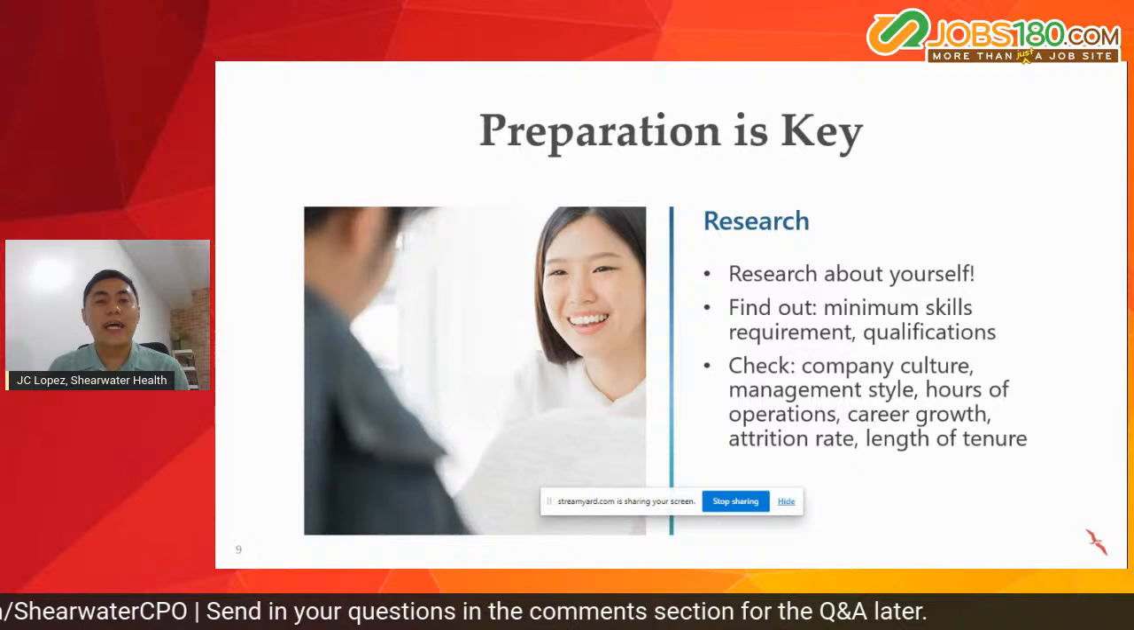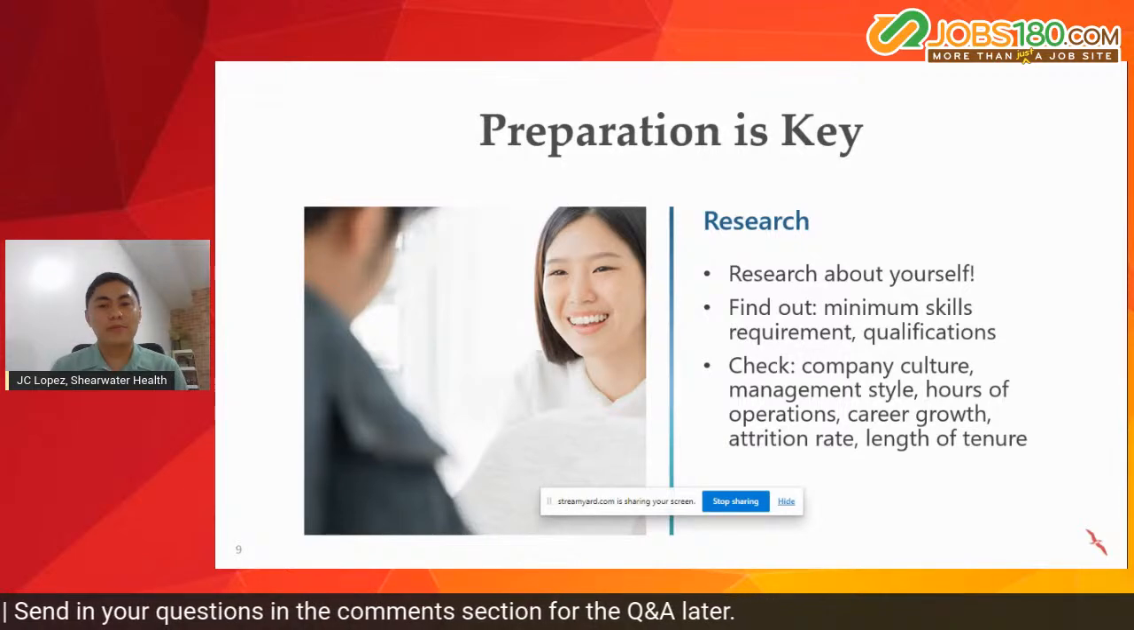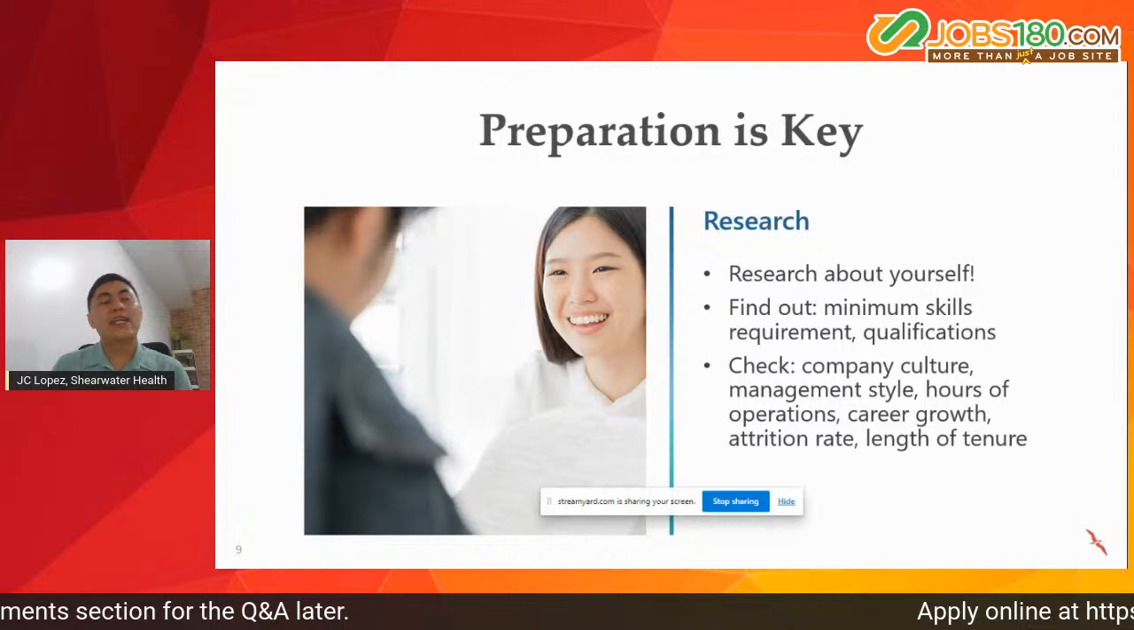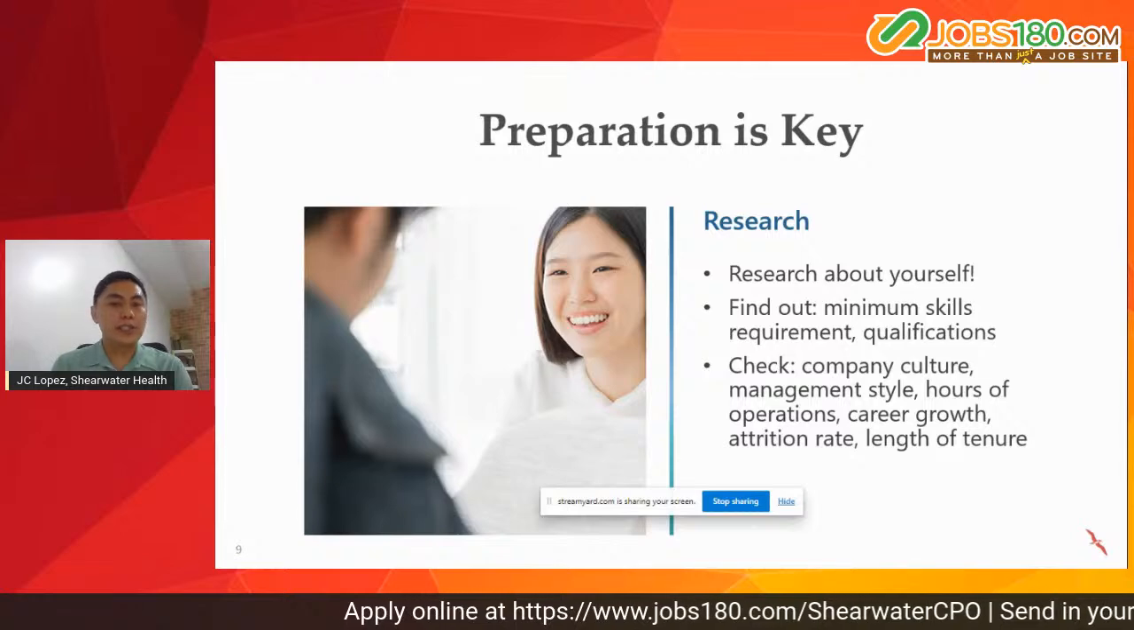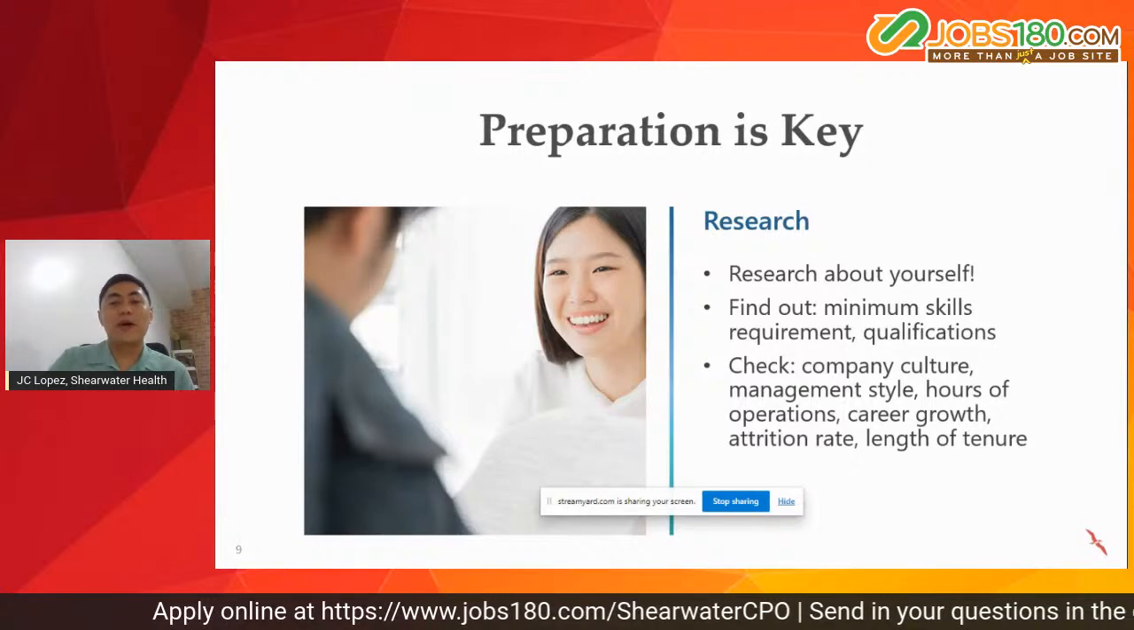It's as simple as that, and a lot of times a candidate fails to do that, right? Most of the candidates go inside the interview room unprepared. And for you guys, I hope that you do your research. Okay, most importantly about yourself.